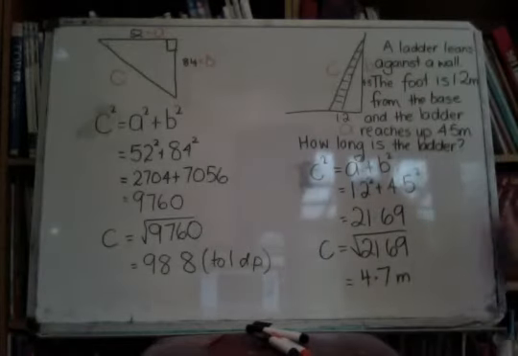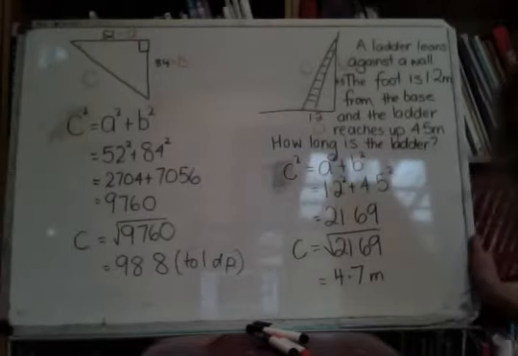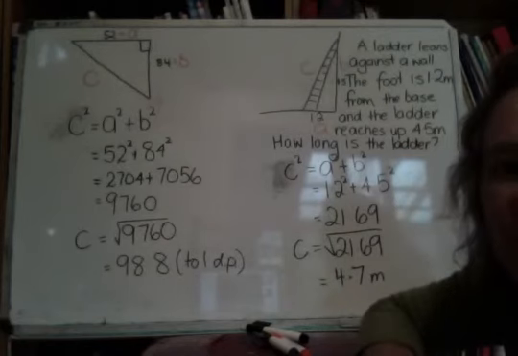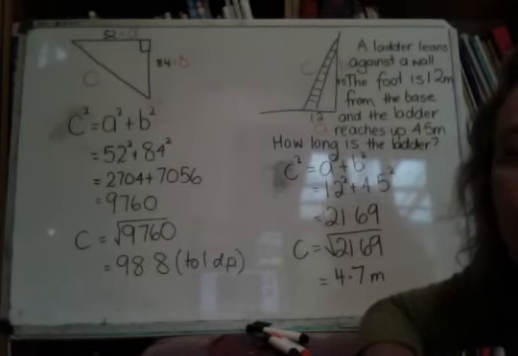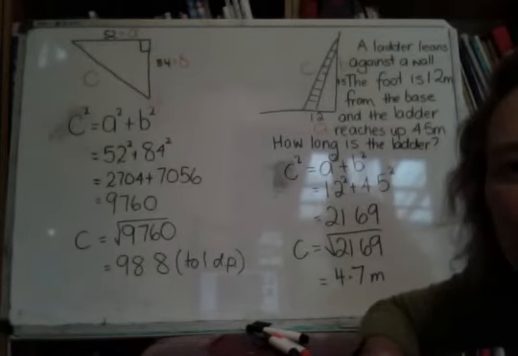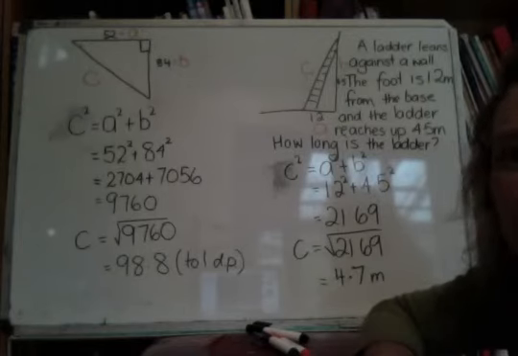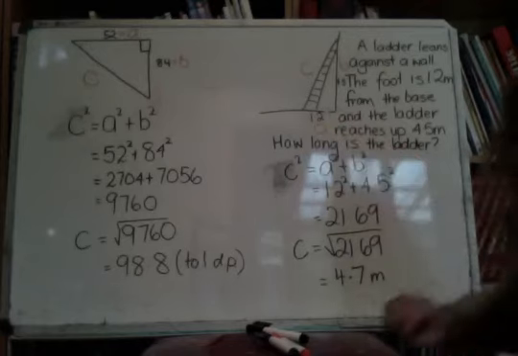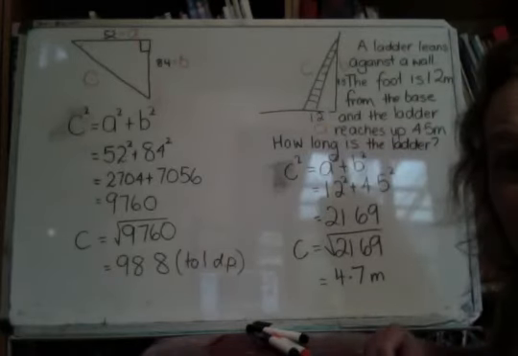Another quick example from a real life sort of scenario. So I've got a ladder against a wall. The foot is 1.2 meters from the wall and it goes 4.5 meters up. I want to know how long is the ladder. I draw my triangle. The right angle is formed by the wall and the ground.